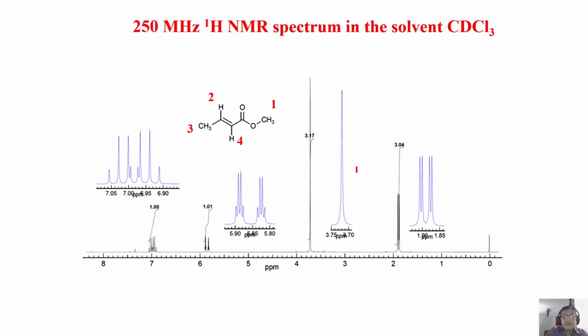Look at this one. This molecule has one group of protons, 2, 3, and 4. Now there are only 4 types. How many peaks are present here? One here, one here, one here, and one here.